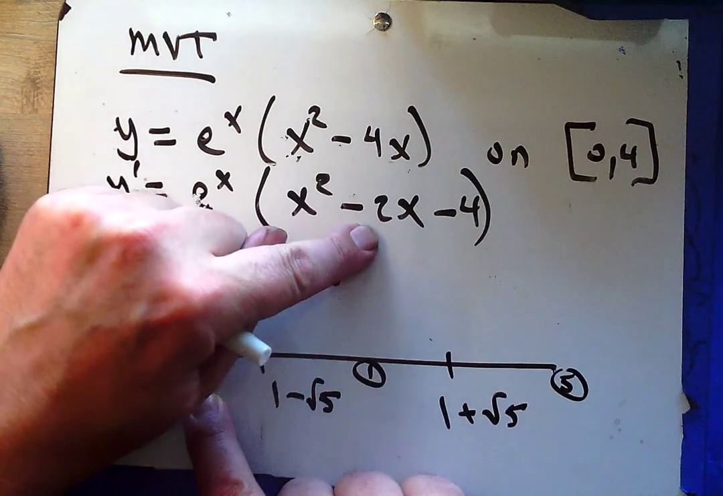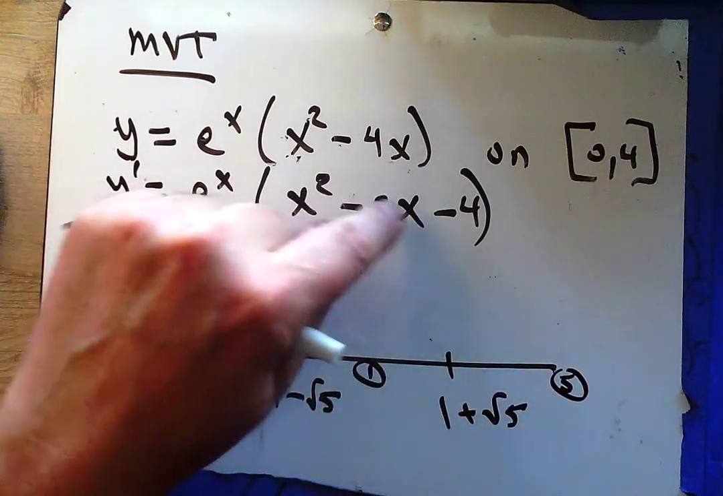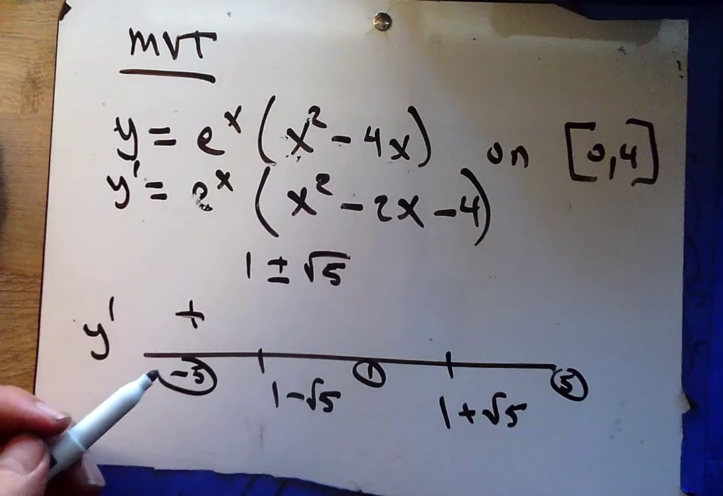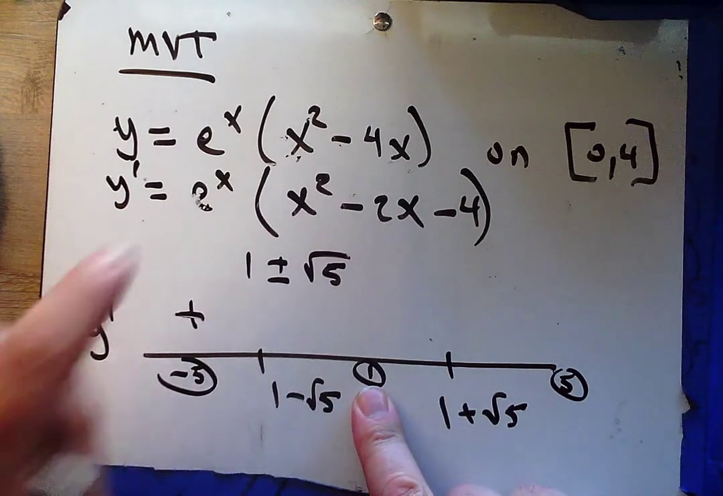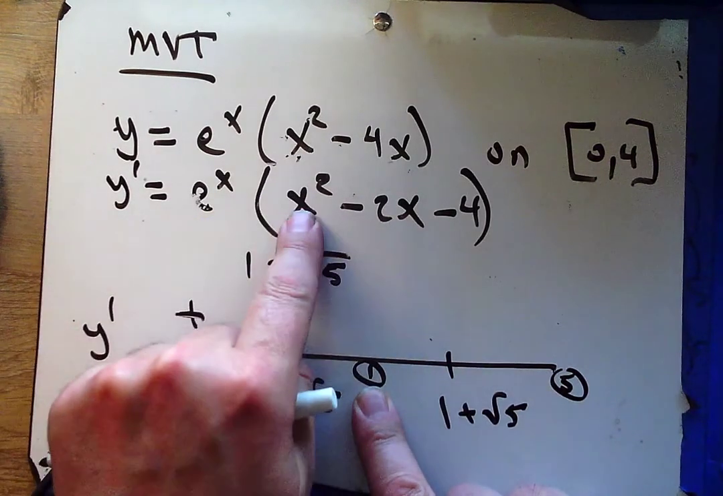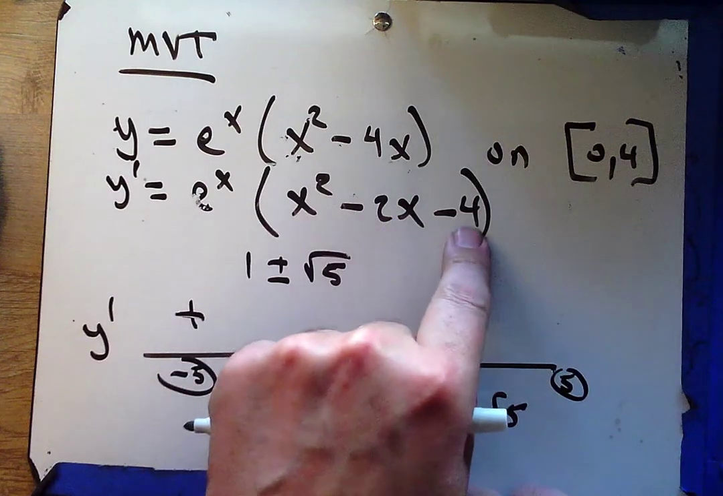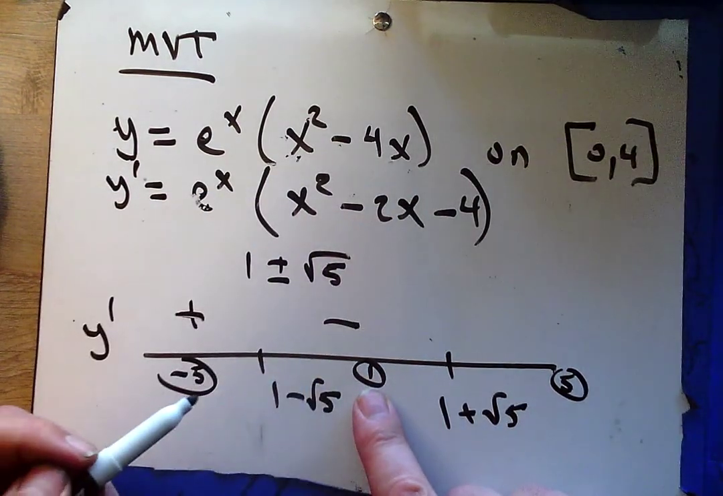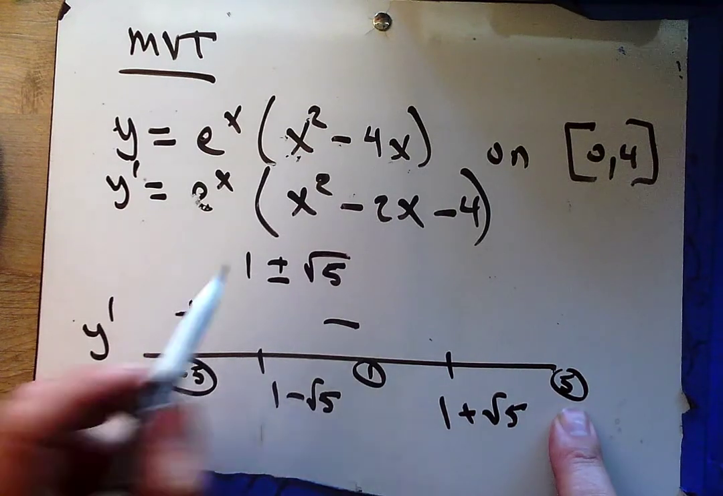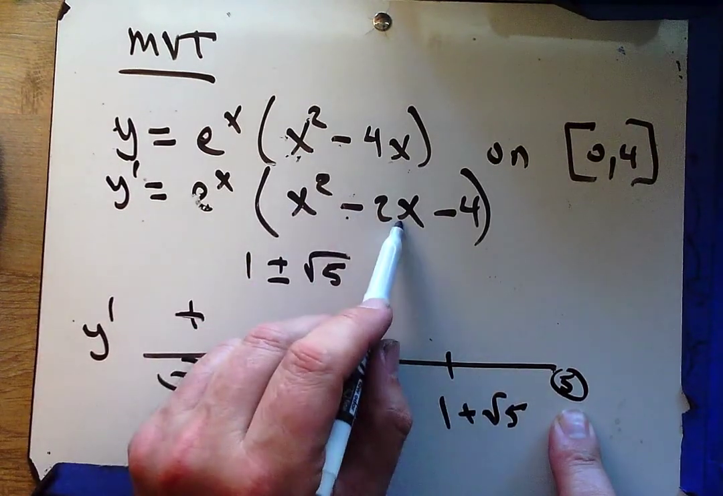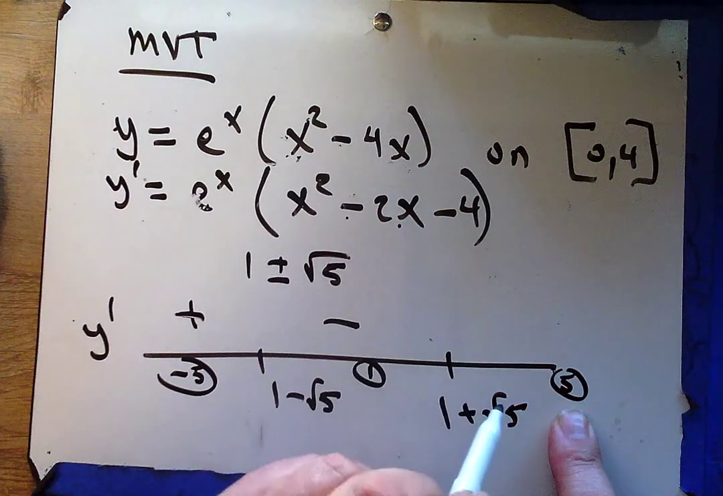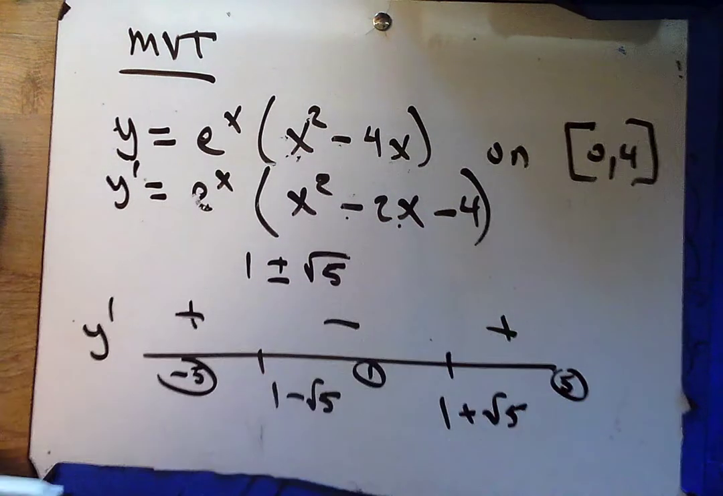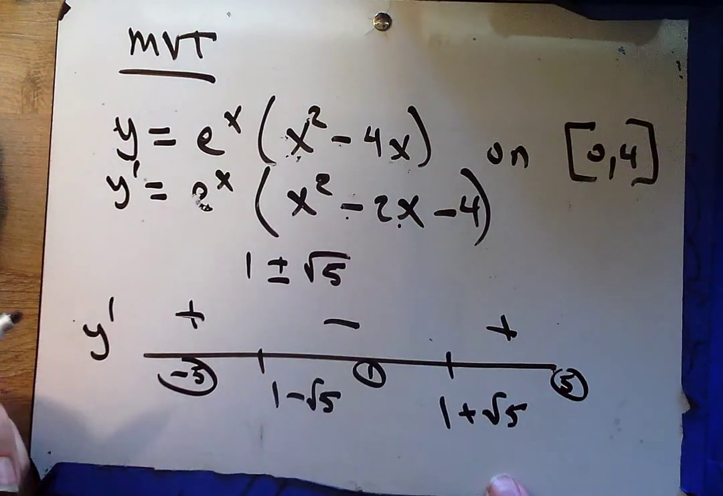Minus 2 times minus 5 is positive 10, so now I've got 35, and that's a plus. I plug in a 1. This is positive. 1 minus 2 is negative 1, minus 4 is negative 5. Negative 5 times a positive is a negative. And if I plug in a 5, I have 25 minus 10 is 15, minus 4 is 11, and that's also positive. So what do you see?